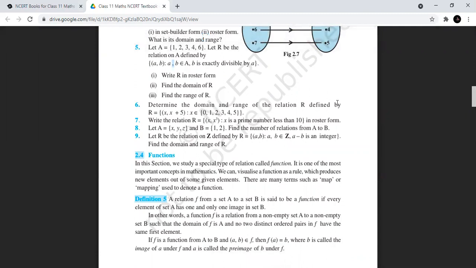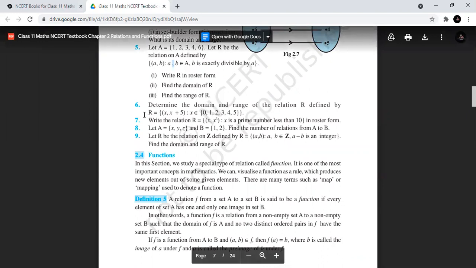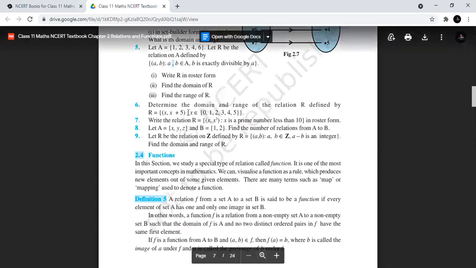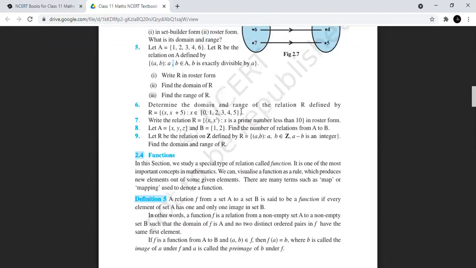Okay, relation R defined by this. But then you have to make sure about your Y. They have not given any restriction for Y, so you simply need to do that: 0 comma 5, 1 comma 6, 2 comma 7, that way it will go on. So pick up entries of X from here and find the corresponding Y. That's it.